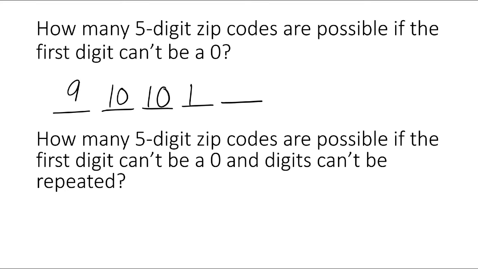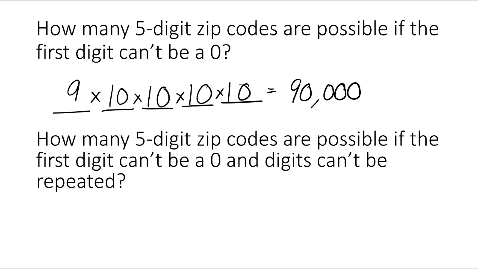So we have 10, and 10, and 10, and 10. So the multiplication principle said we would multiply each of these together. So we have 9 times 10 times 10 times 10 times 10, and that's going to give us 90,000 different zip codes.